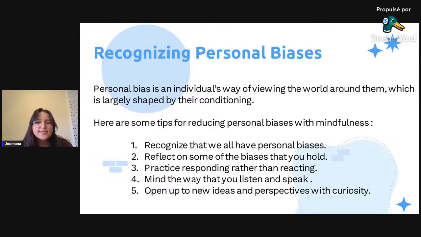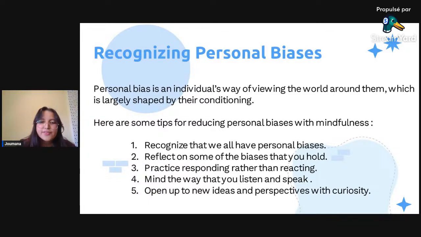First, recognize that we all have personal biases and that this does not make us bad. Acknowledging that everyone, including oneself, has biases is a crucial first step. It helps create a non-judgmental awareness that biases are a part of human cognition. Secondly, reflect on some of the biases that you hold. Take time to consider your own biases, both explicit and implicit. Reflect on where these biases might have come from and how they may influence your perceptions and interactions.